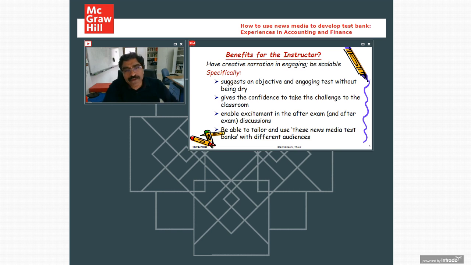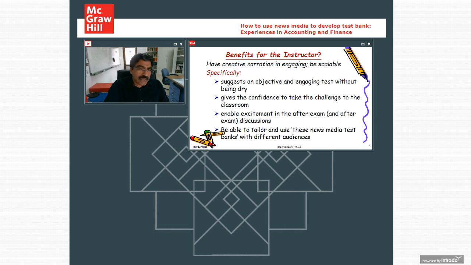When we look at the benefits for the instructors, having a very creative narration and engaging is something they need to be very aware of when they are trying to create a question paper or a test bank using the news media. That is, if you are trying to replicate something which is available, your ability to create an engaging narration may be difficult.